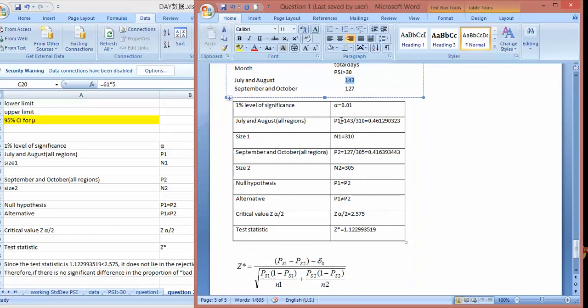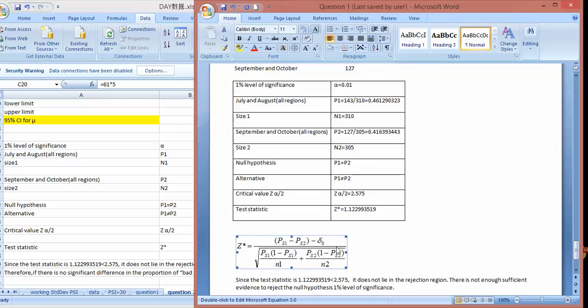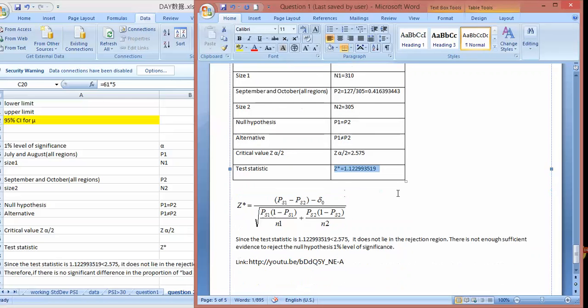Therefore, we can know our p1, p2, n1 and n2. I set the null hypothesis as p1 equals p2, and the alternative as p1 is not equal to p2. We can get the critical value Z because we know alpha. This function helps me get the test statistic, which is this value.